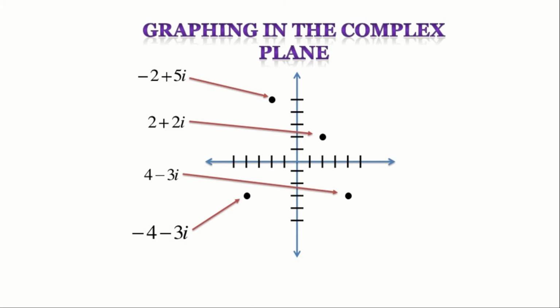First one is minus 2 plus 5i. Here minus 2 is a negative number, so it will be on the negative x-axis, and 5 is a positive number, which will be on the positive side of the y-axis. Next is 2 plus 2i. Both x and y are positive, so it is on the right-hand side. Next is 4 minus 3i. So 4 is on the positive part of the x-axis but the negative part of the y-axis, so that comes below the x-axis. Next is minus 4 minus 3i, which comes below the x-axis and on the left-hand side. That is, both the imaginary and the real parts are negative.